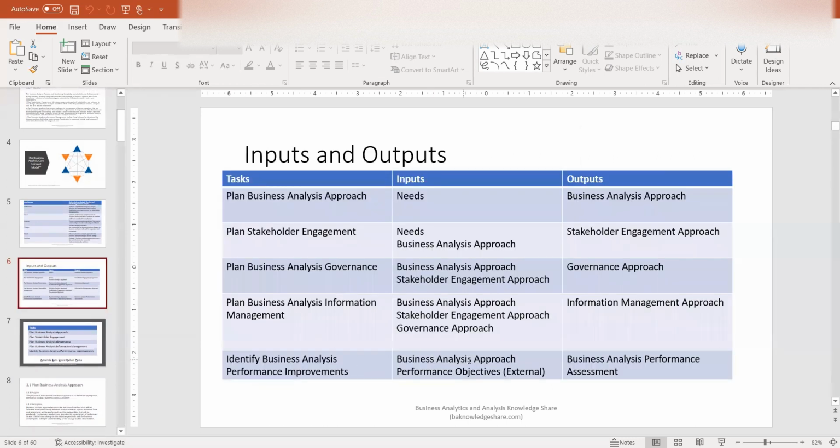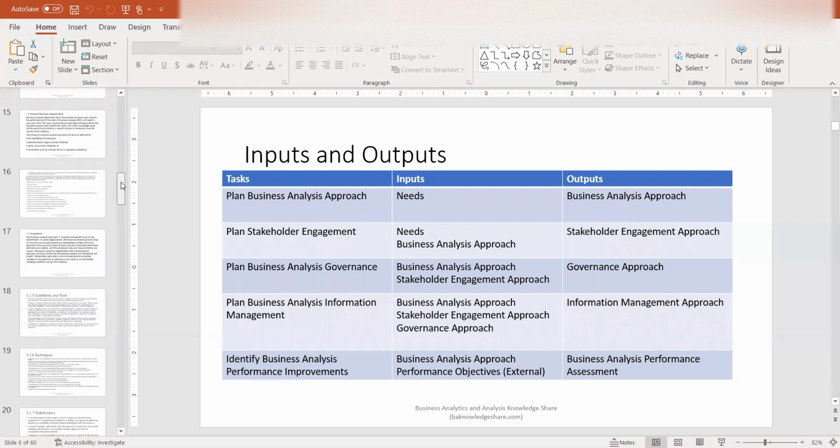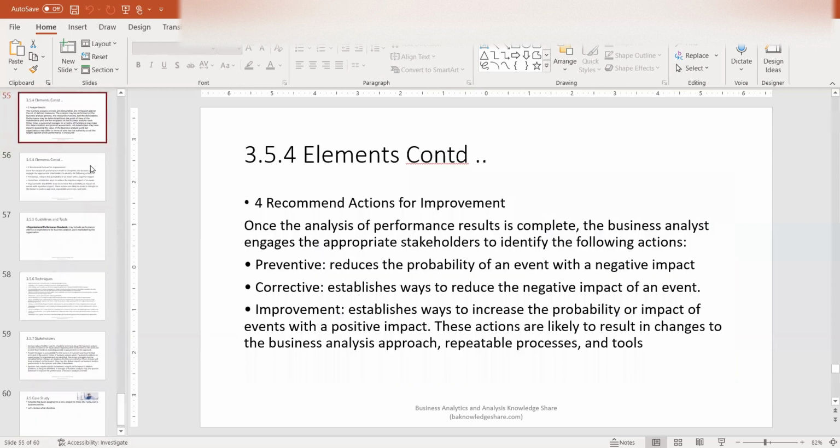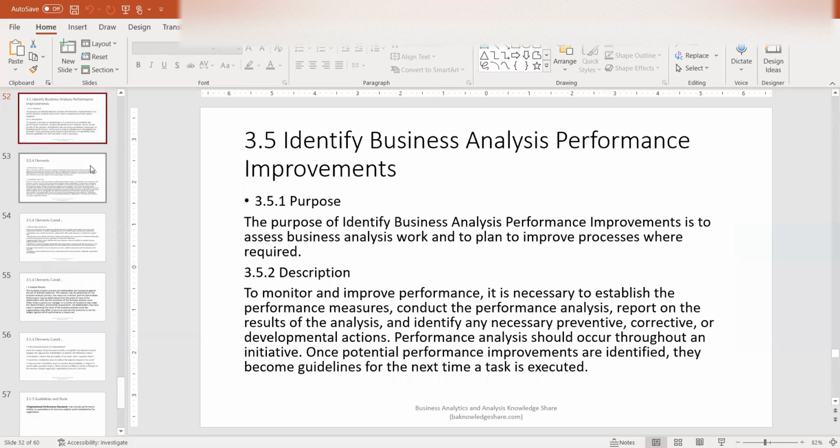So you're going to look for the business analysis approach as well as the performance objectives, that meaning external. And then outputs are the business analysis performance assessment. So those are your inputs and outputs. So as part of this effort, maybe some of her peers or some of her managers will take that into consideration.